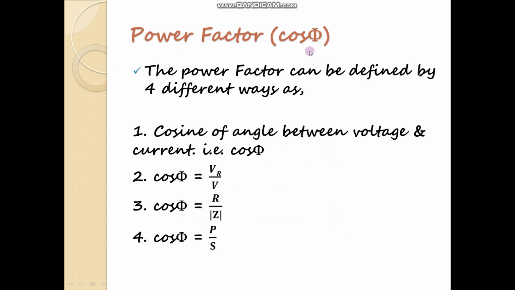What is the power factor? See, it can be defined by the four different ways. First is, it is the cosine of angle between voltage and current, that is cos phi. Second way, it is the ratio of voltage across resistor to the voltage applied across the circuit. By third way, it is the ratio of resistance to magnitude of impedance. And by fourth way, power factor is the ratio of active power to the apparent power.